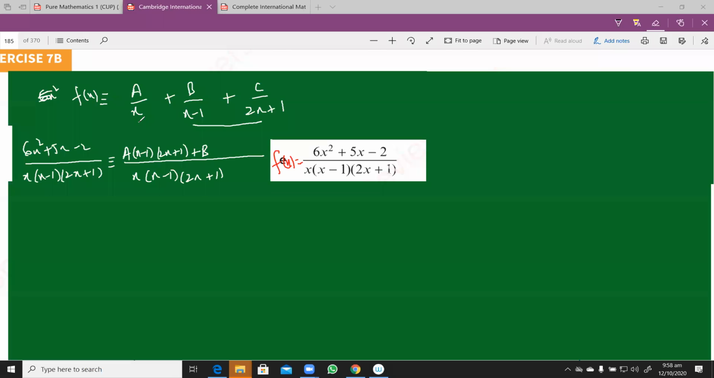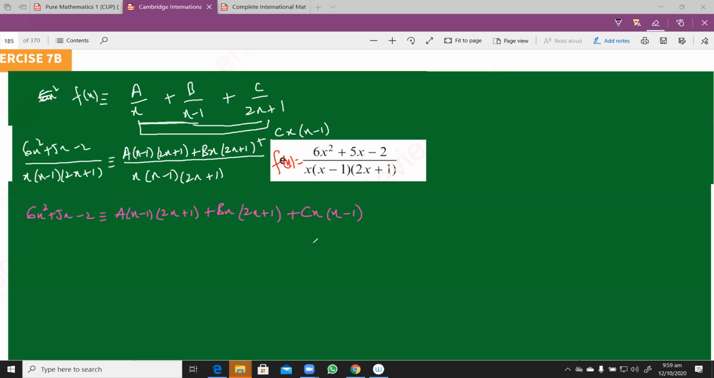So b will be multiplied by these two, so this is bx into (2x plus 1), plus c. C will be multiplied by these two: cx into (x minus 1). Got it? So now I'm just going to compare the numerators. So 6x squared plus 5x minus 2 is going to be the same as a into (x minus 1) into (2x plus 1) plus bx into (2x plus 1) plus cx into (x minus 1).